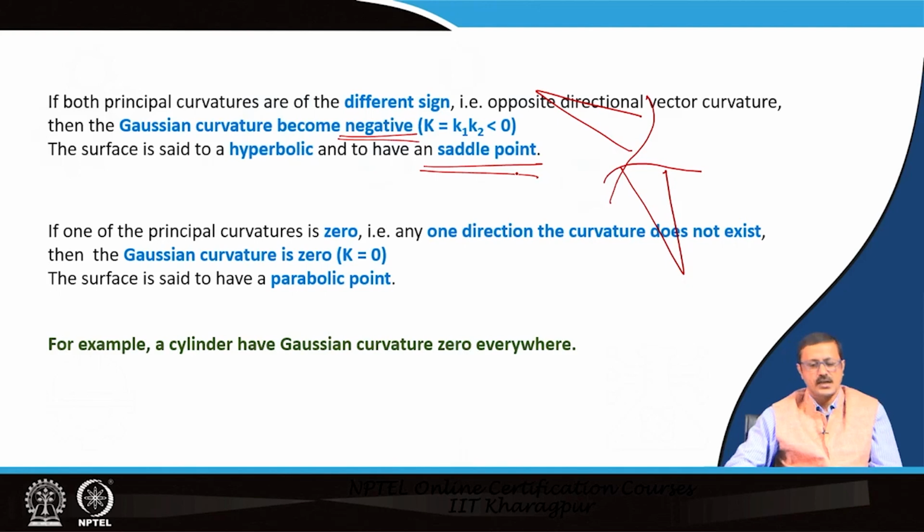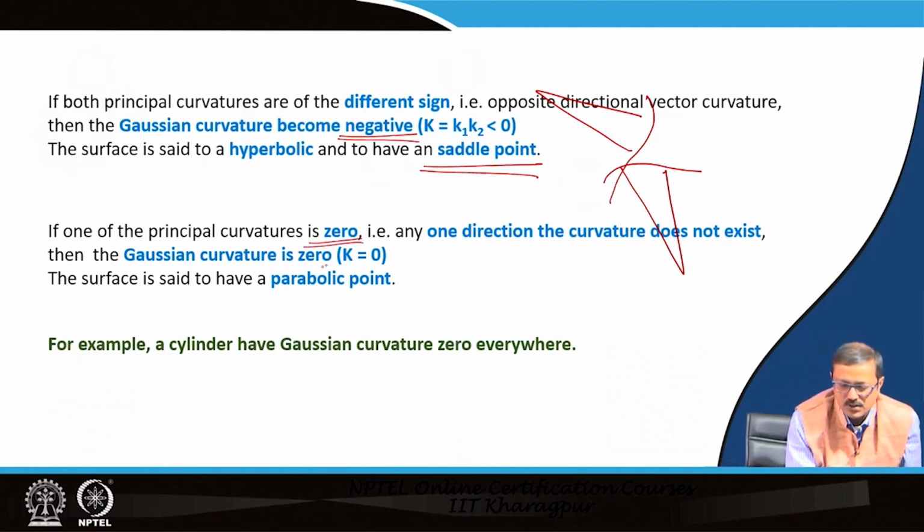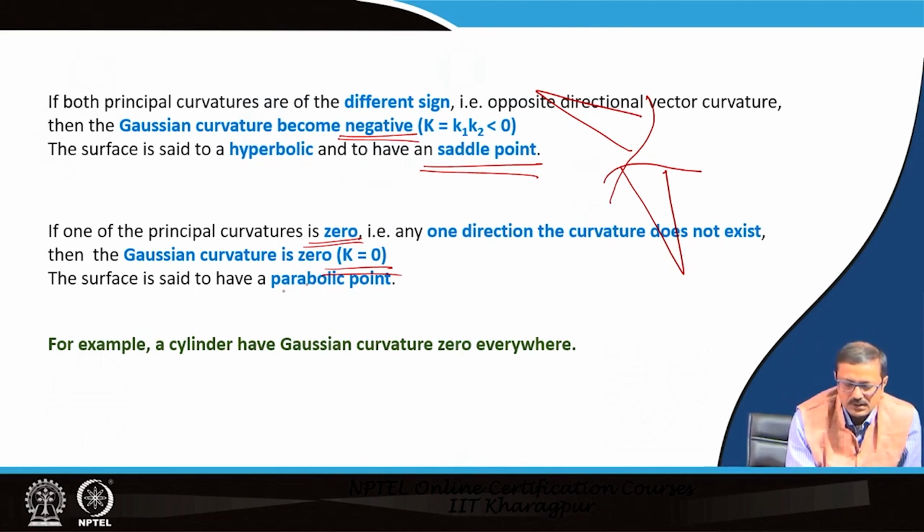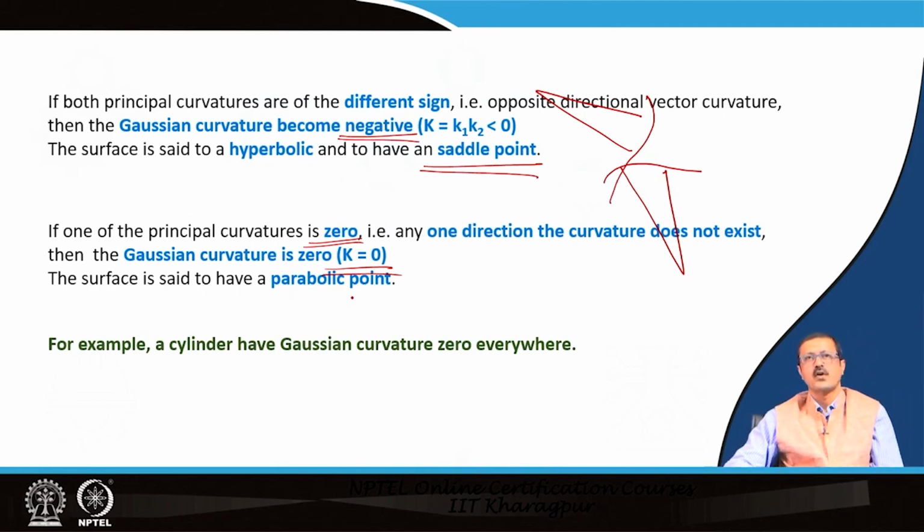Sometimes the Gaussian curvature can be 0 also. Why 0? Because if either K1 or K2 is 0, then it can be 0. Suppose it is a barrel vault, a cylindrical vault, it has one curvature R and the other direction is all straight lines. So, K1 has some value, K2 is 0, so K is 0. The Gaussian curvature is 0, and it is called a parabolic point. That way we can have three types of Gaussian curvature.